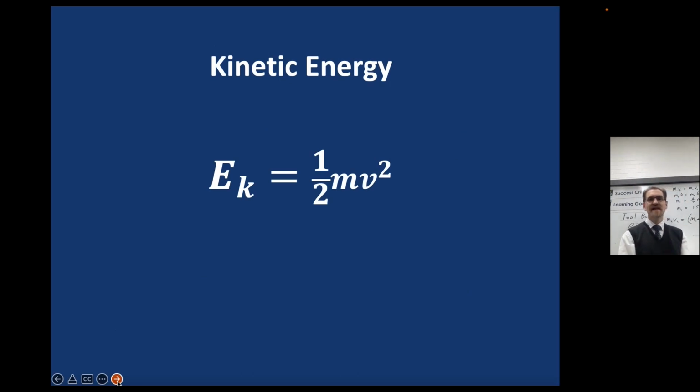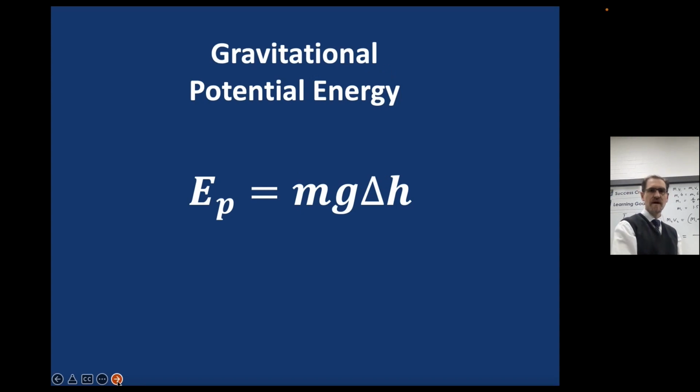So for kinetic energy, we have an equation for our toolbox. E equals a half mv squared. m is the mass, it's always in kilograms. v is the velocity, and it is in meters per second. Gravitational potential energy, mg delta h. Mg delta h. Very often we just write mgh.